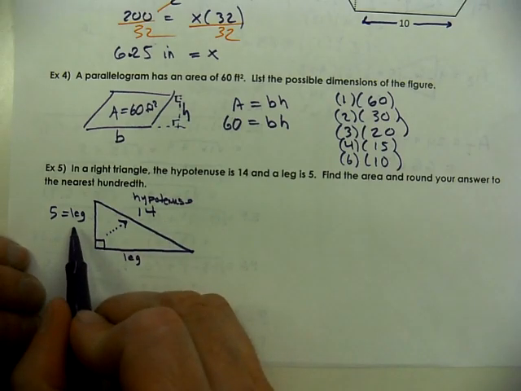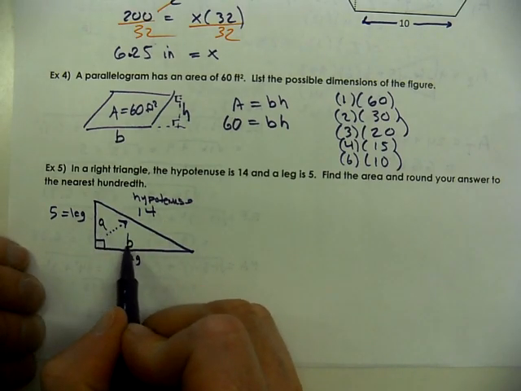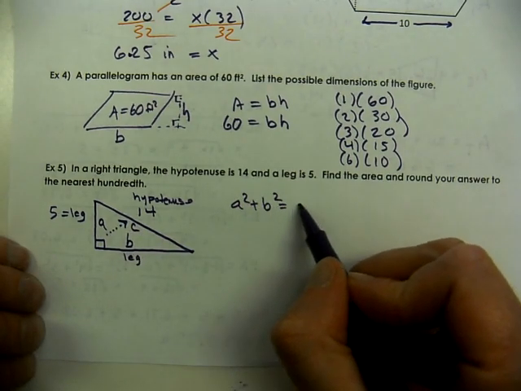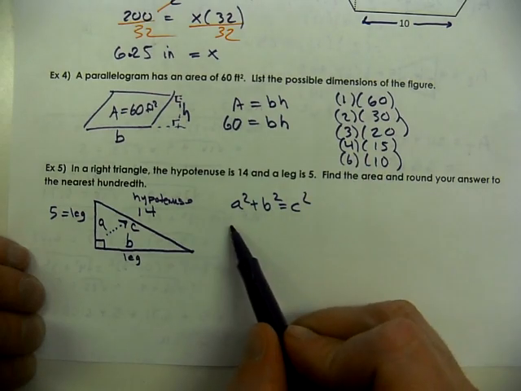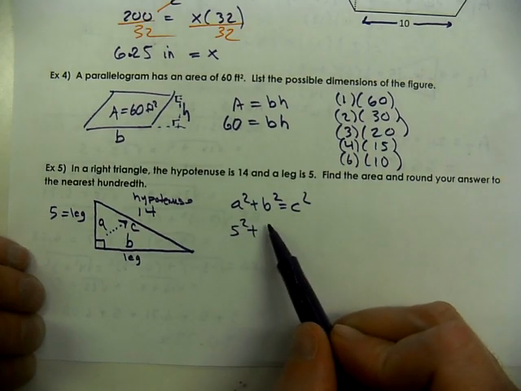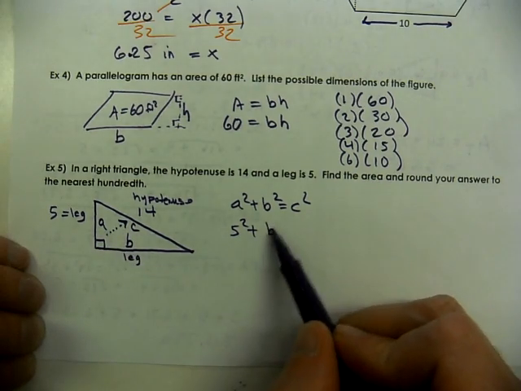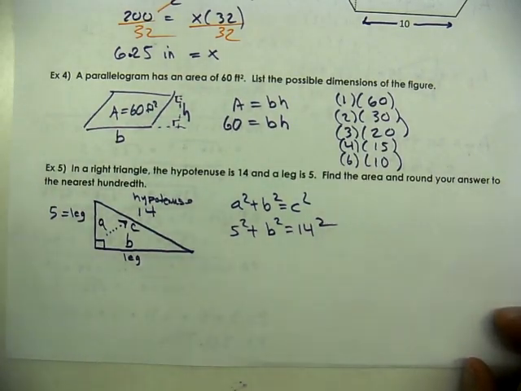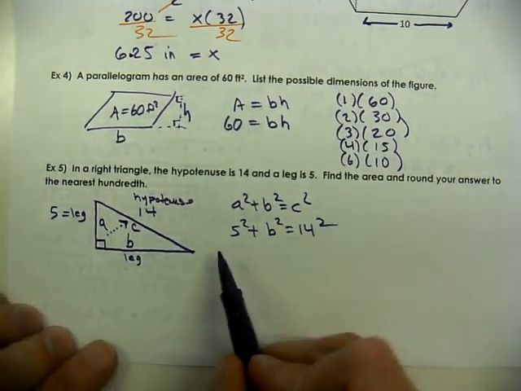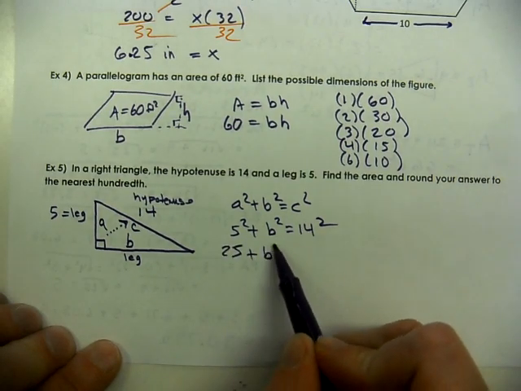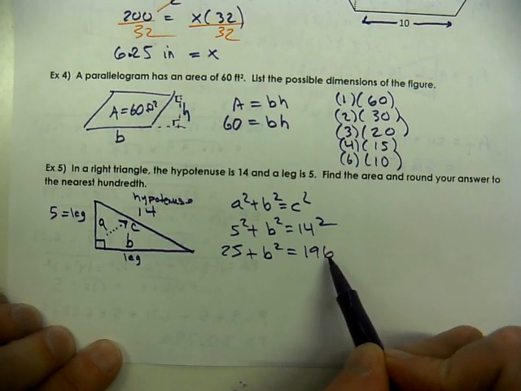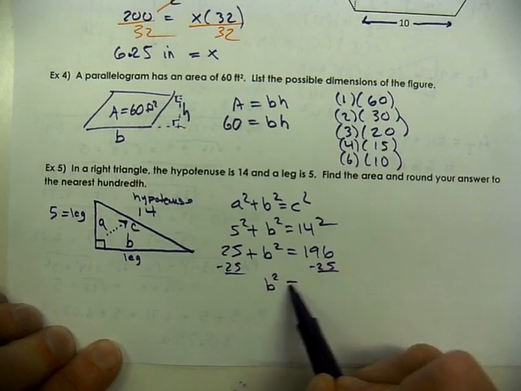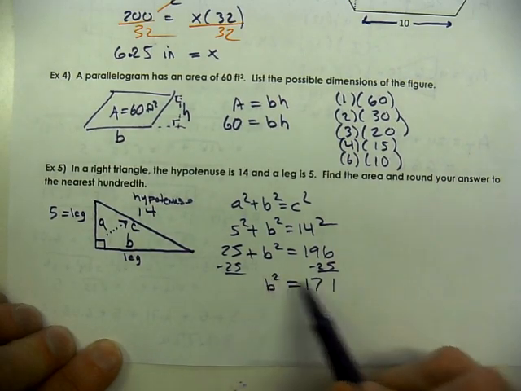So this is coming back to our Pythagorean theorem, right? The legs get the A and the B. The hypotenuse always gets the letter C. So A squared plus B squared equals C squared. For us that means we'll have 5 squared plus, well, we don't have the base, so that's our variable, b squared equals 14 squared. So 5 squared is 25, 14 squared is 196. Let's subtract 25 from both sides, moving all the constant terms to the right-hand side. And we have b squared equals 171.